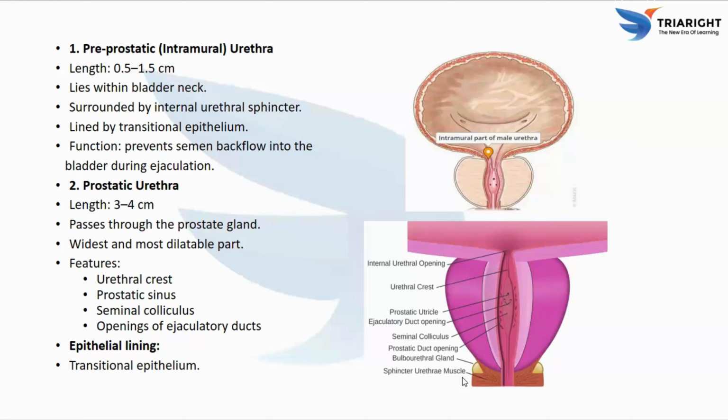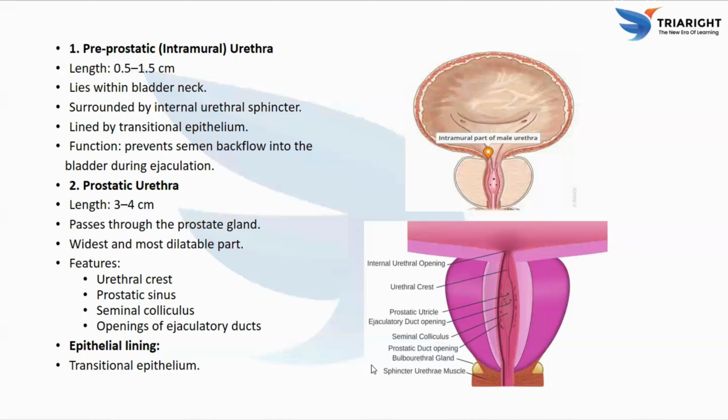These are the grooves on each side of the urethral crest. So this is the urethral crest, right? On each side you have the grooves. The prostatic ducts open here, so prostate secretions enter here. And next is the ejaculatory duct opening. This opens on the seminal colliculus, and this is where the semen enters the urethra. And the last feature is the prostatic utricle. So what is the prostatic utricle? It is a small blind pouch in the seminal colliculus, which is a remnant of the Mullerian duct.